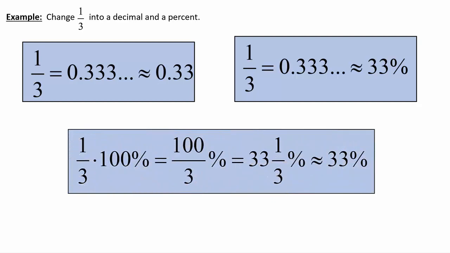Or we could take the fractional form 1/3 and multiply that by 100. So 100 over 3. Once again, we get approximately 33. So 33%, and it doesn't matter which way you do it.